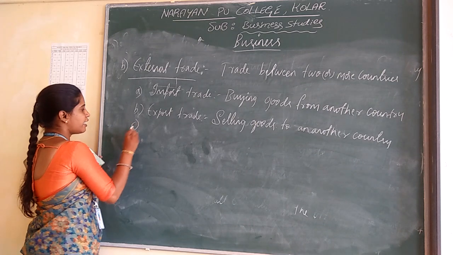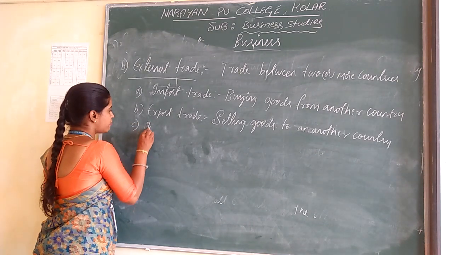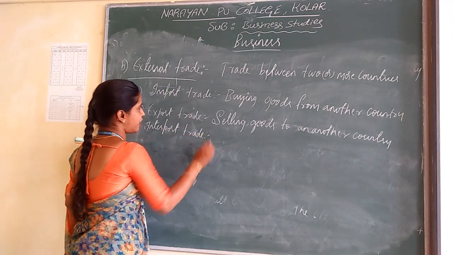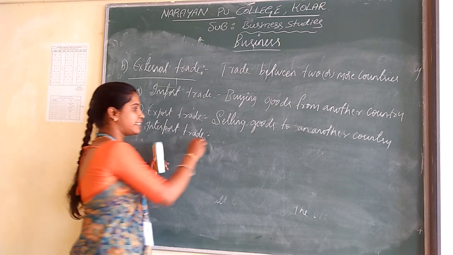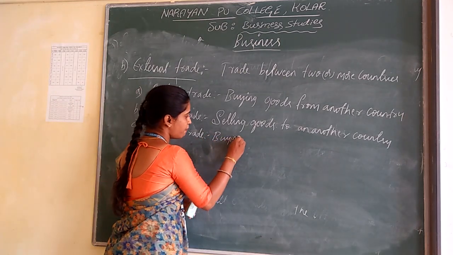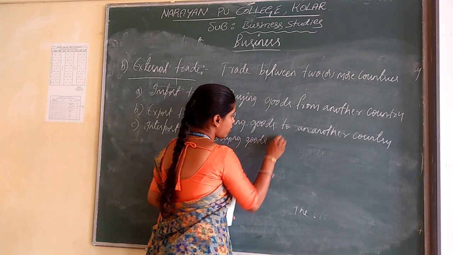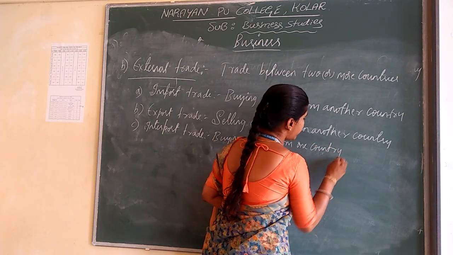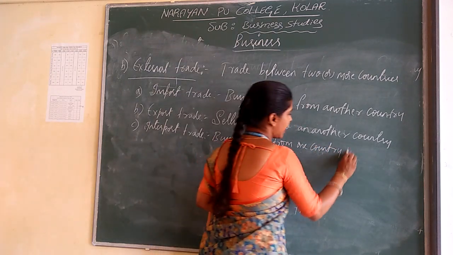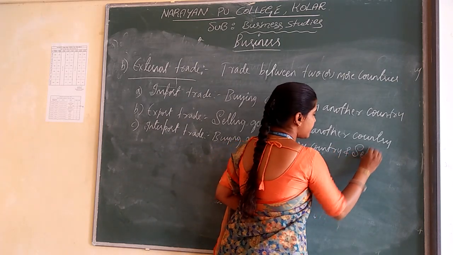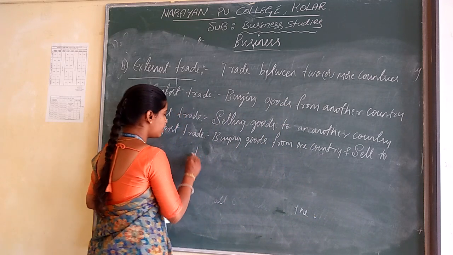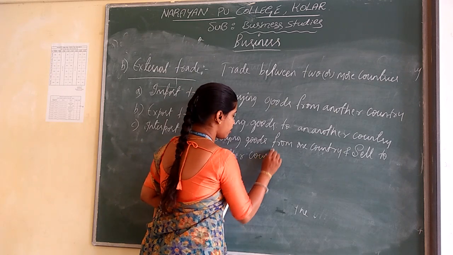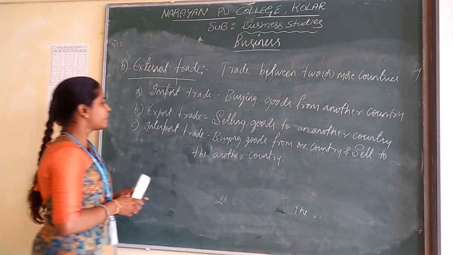And the last one is entrepot trade. So an entrepot trade means buying goods from one country, and that goods will be sold to another country, is known as entrepot trade.